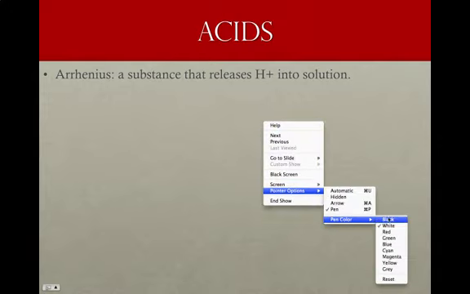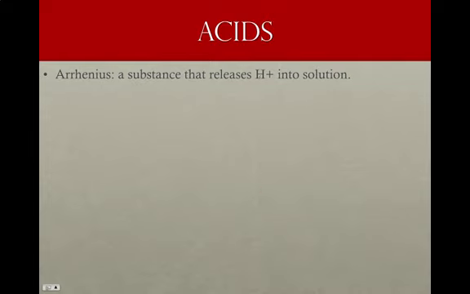Okay, H plus ions are also called protons. So they release protons into solution. So for example, HCl, when it is put into water, will form H plus aqueous plus Cl minus aqueous. And because it produced this H plus, that makes it an Arrhenius acid.